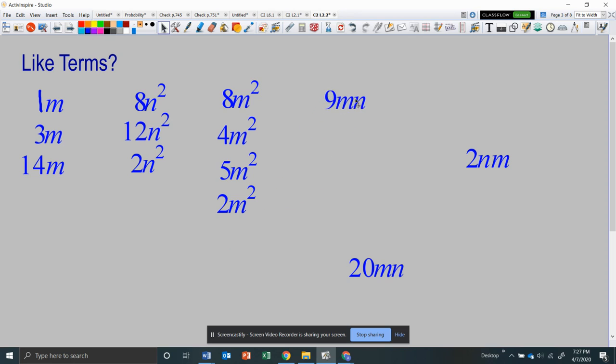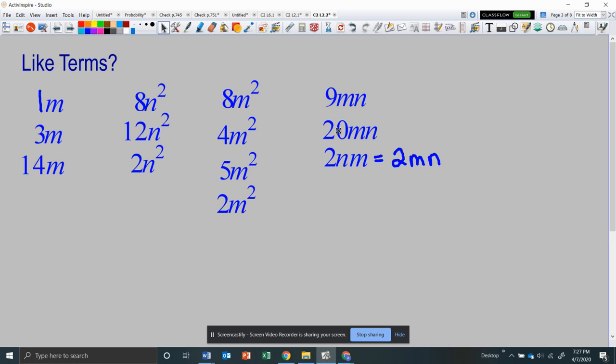We've got 9mn and a 20mn. Is this one like that one? Think about it for a second. Can't we use the commutative property to move the m and the n and switch their places? Yes, we can. So you should be able to see that this is just like that, because I can change its form into another term. So now I could actually add these pieces together by looking at the coefficient.